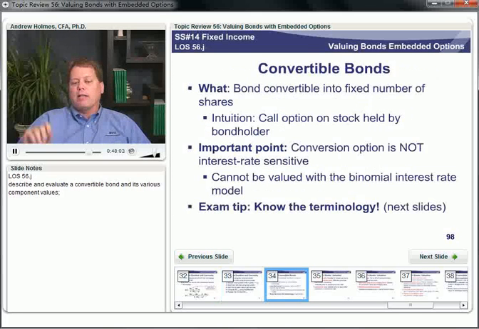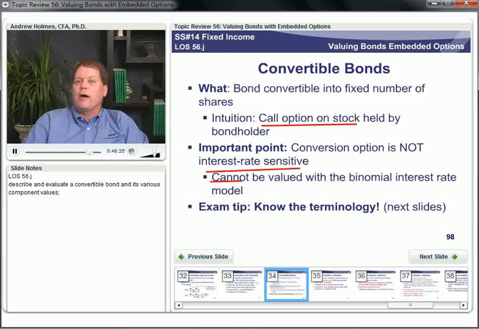All right. Now, last topic here, and that is convertible bonds. So in convertible bonds, we're looking at bonds that can be converted into shares of stock. The thing to remember here is that the call option is on the stock, and it's held by the bondholders. This is not an interest rate sensitive option, so we cannot use the binomial interest rate model. What we're really going to do is just come up with some valuation heuristics here, all right?